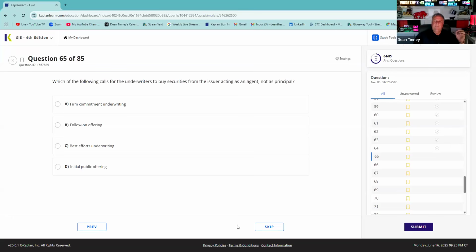Initial public offering is a type of offering. It's called a best efforts underwriting. I tell the issuer I'm going to do my damnedest to sell their securities. The underwriters buy securities from the issuer, acting as an agent, not a principal. In a firm commitment underwriting, I say, I am so confident I can sell these securities, my syndicate will buy them. And that's called a firm commitment underwriting. And so this is a best efforts deal, and I tell the issuer that I'm going to do the best I can.